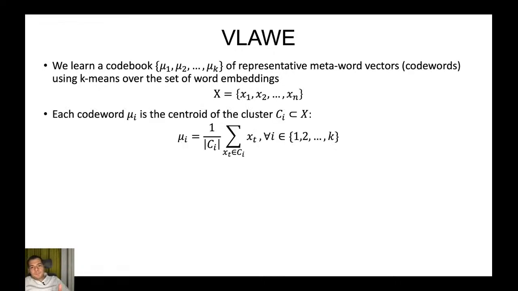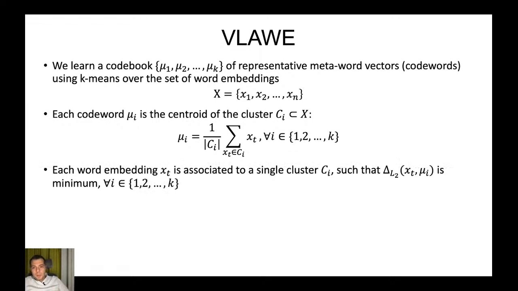And once we learn these, we consider each code word. Each code word is the centroid of the corresponding cluster. So then for each word embedding x_t, we look at the corresponding cluster. The embedding is associated to the cluster that has the minimum Euclidean distance. So L2 is the Euclidean distance.